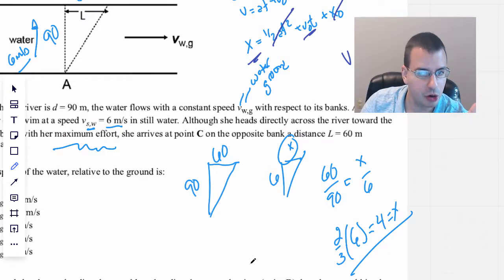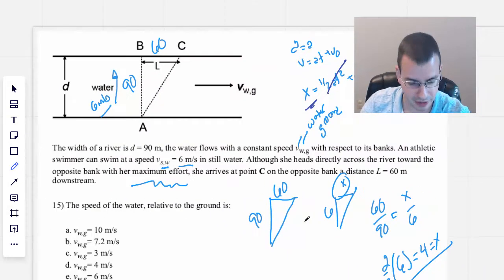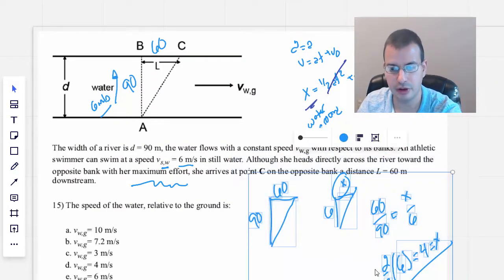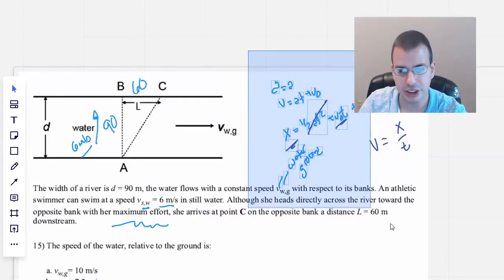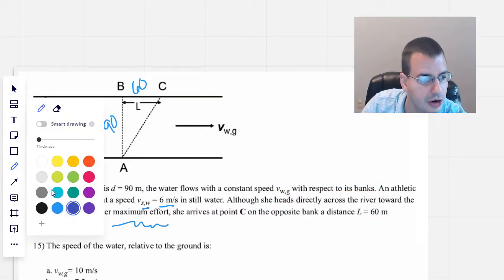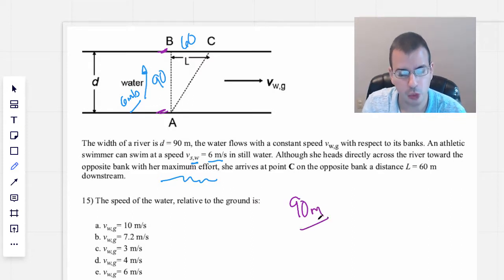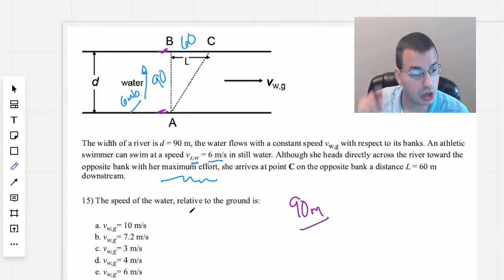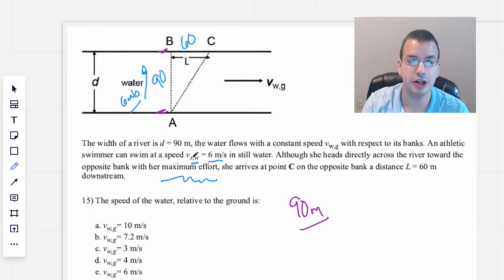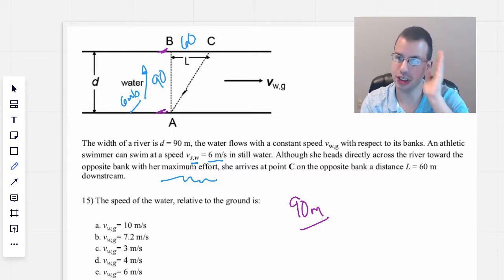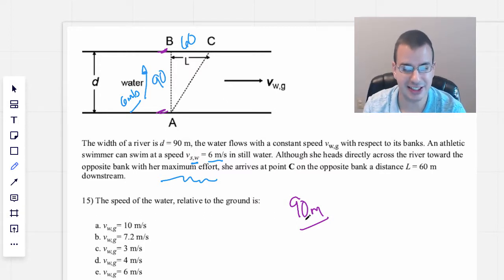Now, a more methodical way to look at this would be to erase this, get rid of that. So we have a distance that we're going to cover here of 90 meters. We want to find out how long it's going to take to get across that. So she's swimming this direction, and all she cares about is facing the other bank, and she's going at 6 meters per second. So divided by 6 meters per second.